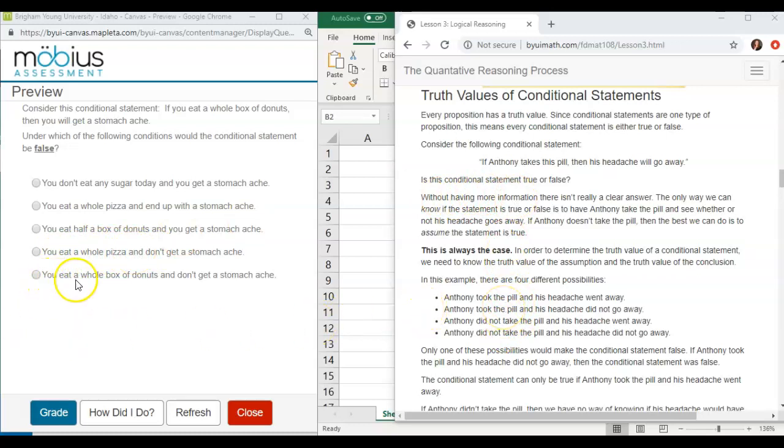The last one, you eat a whole box of donuts. Okay, I eat a whole box of donuts. I have then done the first part of the conditional statement. Let's see what the next part says. And you don't get a stomachache. The statement predicts that you will get a stomachache. So this says I went ahead and ate the box of donuts and I didn't get a stomachache. So the original conditional statement is false. All of these other ones have to make it true because they don't confirm that first part. So this is the only one that will make it false.